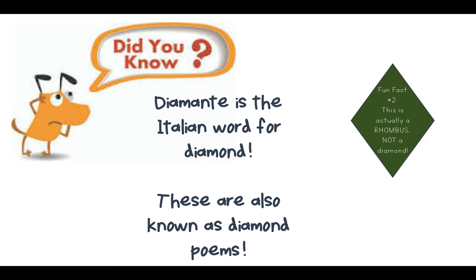So before we begin, did you know that diamante is the Italian word for diamond? So these are also known as diamond poems. Another fun fact, if you remember from geometry, we see this shape when you're working with pattern blocks. It's actually a blue shape, and we learned that it's called a rhombus. It's not actually called a diamond. A lot of people call it a diamond, and that's how this poem has its name, but it's actually a rhombus.